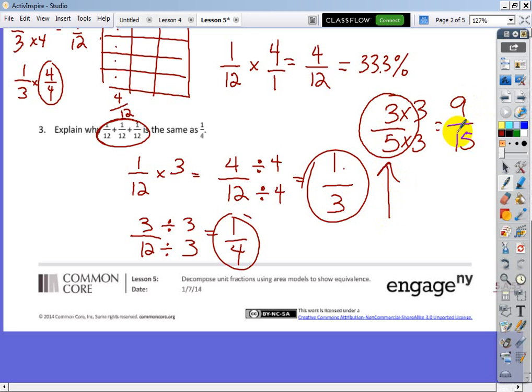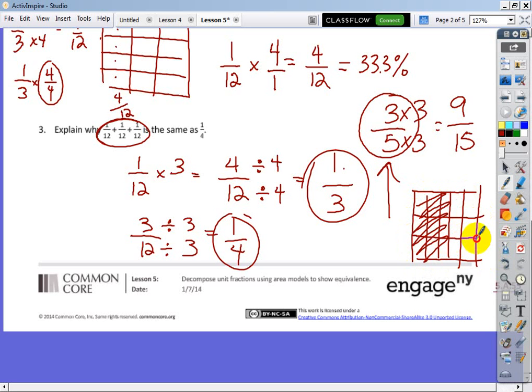But 9/15 is not the one that's reduced down to the lowest terms. Does that make sense to everybody? The original drawing of 3 out of 5. If you've got 5 pieces, let's go 1, 2, 3, 4. The original 3 out of 5 has been cut into 9/15 by dividing it this way again. So there's 15 pieces, but the original was 3 out of 5. But I'm showing now 9/15.